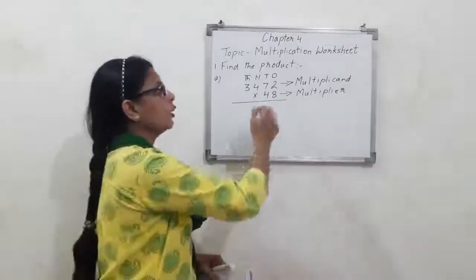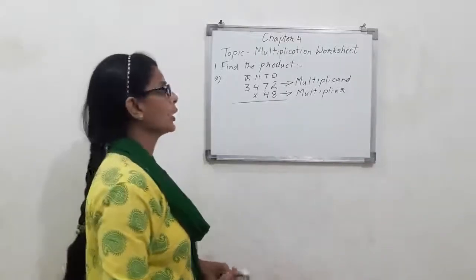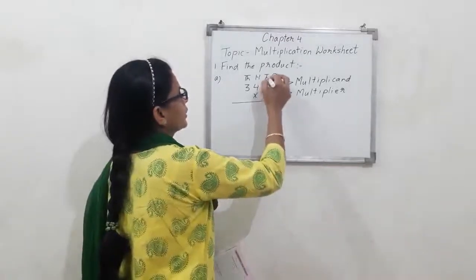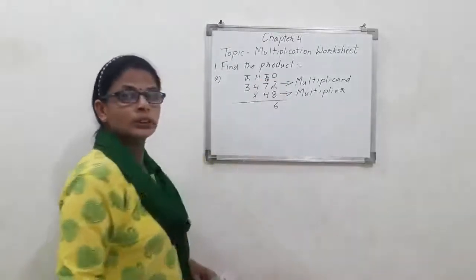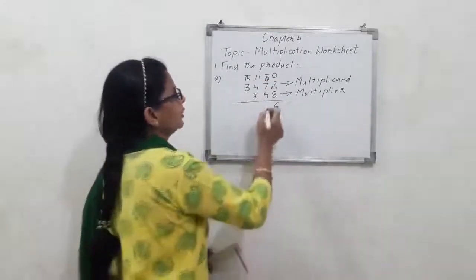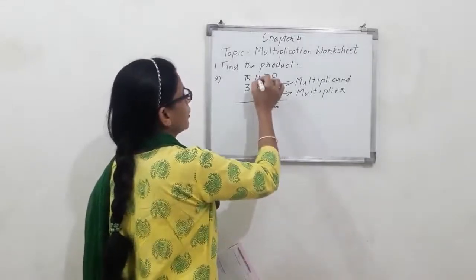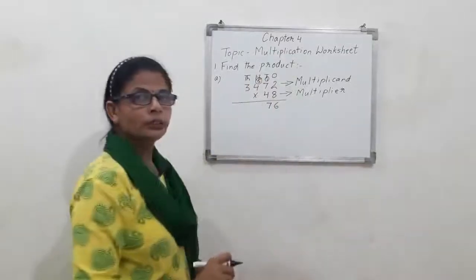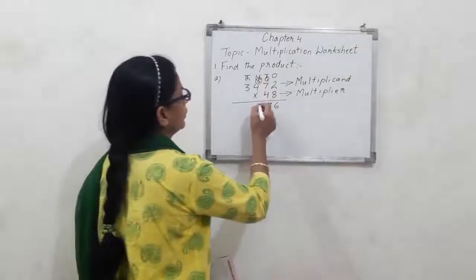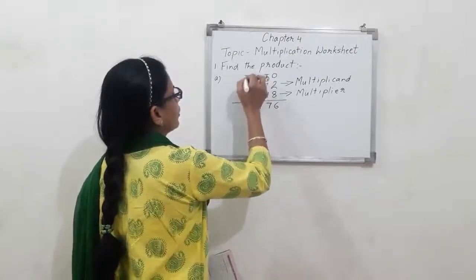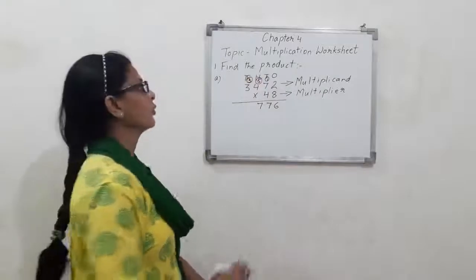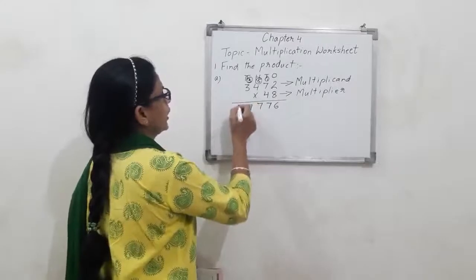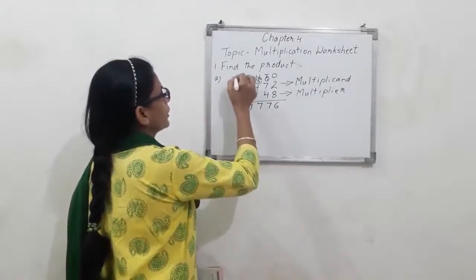8. And what is the multiplicand written on the ones place? 2. So 8 2s are 16. 6, 1 will be carried on the tens place. Now 8 sevens are 56. 56 plus 1, 57. 7, 5 will be carried on the hundred place. 8 fours are 32. 32 plus 5, 37. 3 will be carried on the thousand place. 8 threes are 24. 24 plus 3, 27. So 7 will be written on thousand place and 2 will be written on 10,000 place.